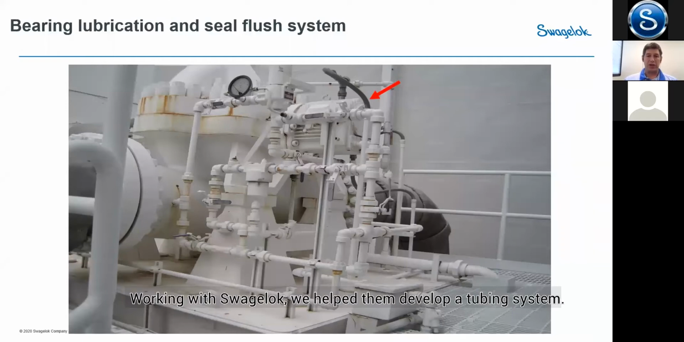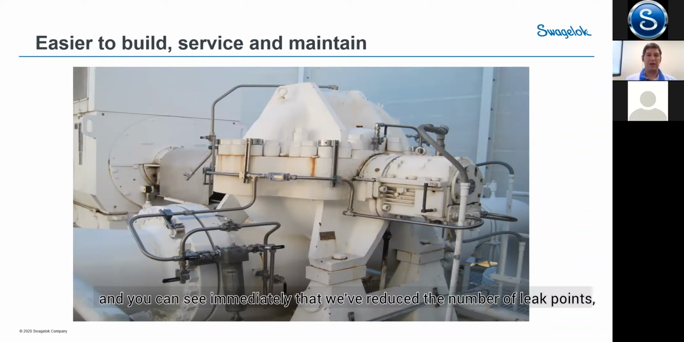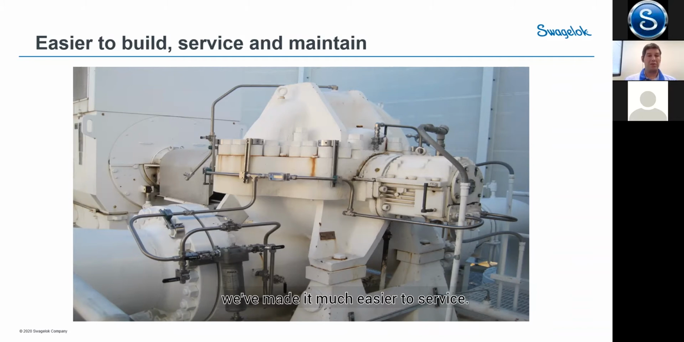Working with Swagelok, we helped them develop a tubing system. So this is that same pump system designed with bent tubing. And you can see just immediately that we've reduced the number of leak points. We've made it much easier to service. If they had to get to this bearing housing down here, they could disconnect the fitting here at this end connection and then the one on the opposite side as well.